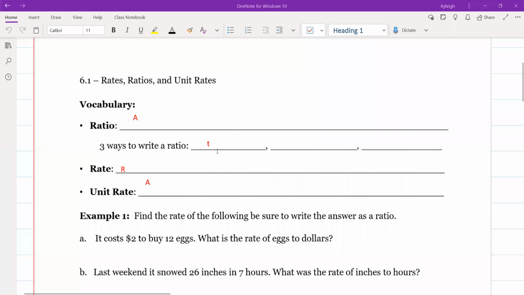All right, so we're going to talk about rates, ratios, and unit rates. Let's talk about some vocabulary first. So ratios are a comparison of two values. Oh man, I spelled that all sorts wrong.